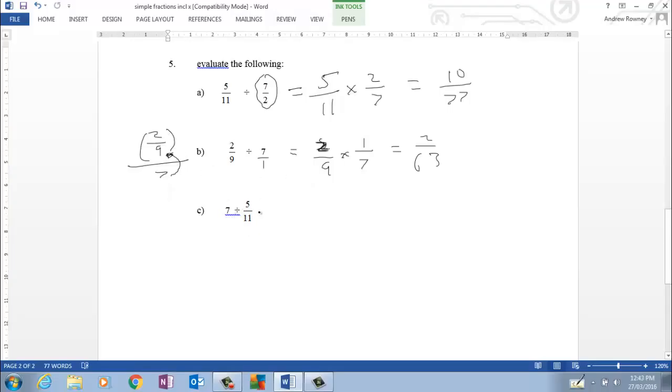The next one, 7 divide 5 on 11. We could have 7 on 1, and we're going to flip the second one and change divide into times, so it's 11 on 5, and 7 11s are 77, and 1 times 5 is 5. Okay.